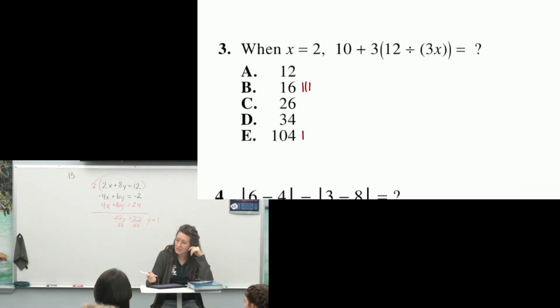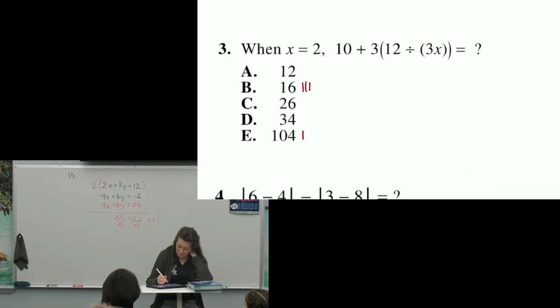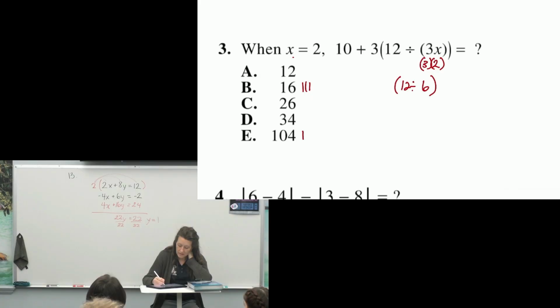I think it's none of them. F, none. But you're wrong. Okay, let's see. If X is 2, we put a 2 in for this, right? Then we've got to multiply that by 3, which is 6. 12 divided by 6, because we're doing parentheses first. That will be 2. Now we've got times 3 plus 10.